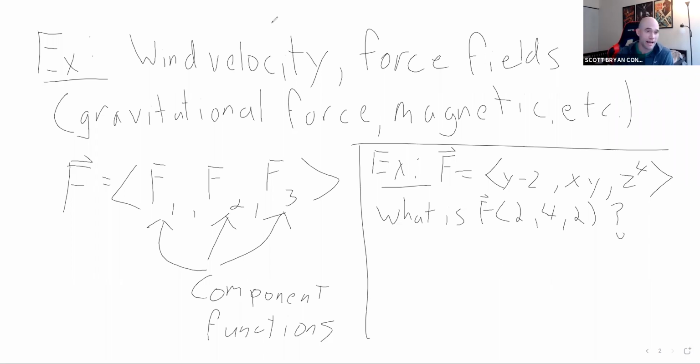Easy enough. So we're at the point (2, 4, 2). So x is 2, y is 4, z is 2. At each point, at the point (2, 4, 2), we get a 3-dimensional vector. So we get y minus z for the first component, which is 4 minus 2. That's 2. xy, which is 2 times 4. That's 8. And z to the 4, which is 2 to the 4. Exactly, 16.